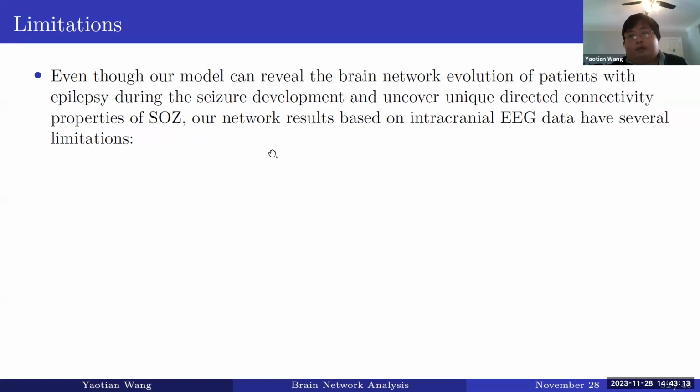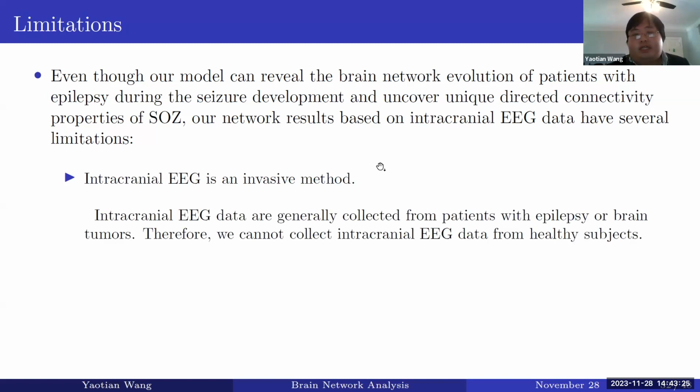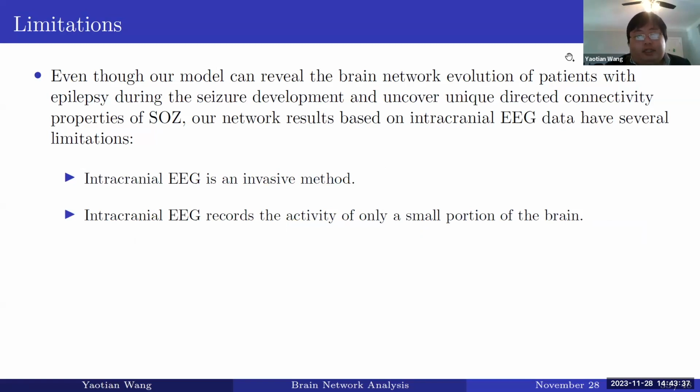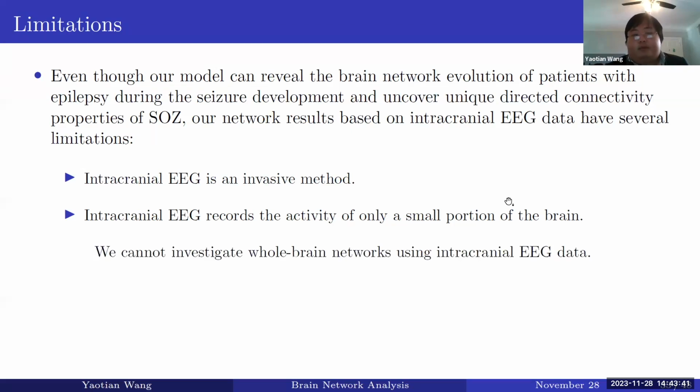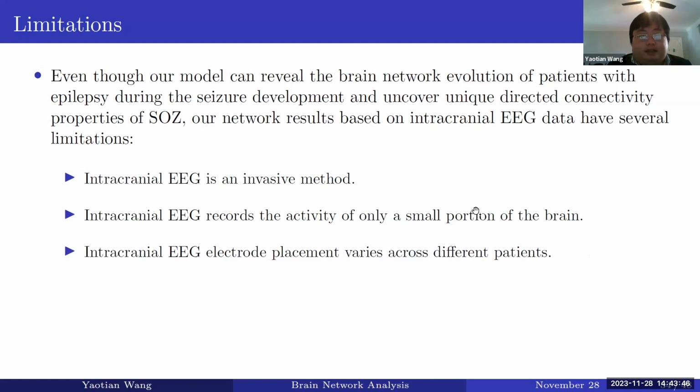But our first model still has limitations on the brain network study. This is because intracranial EEG is an invasive method. Intracranial EEG data are generally collected from patients with epilepsy or brain tumors. Therefore, we cannot collect intracranial EEG data from healthy subjects. And intracranial EEG records the activity of only a small portion of the brain. This means we cannot investigate whole brain networks using intracranial EEG data.